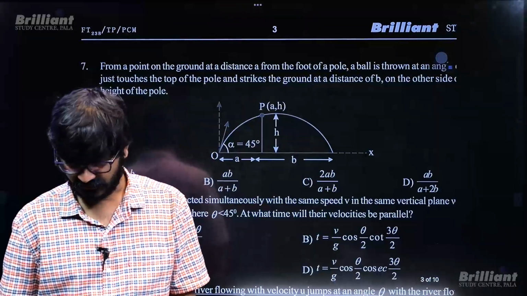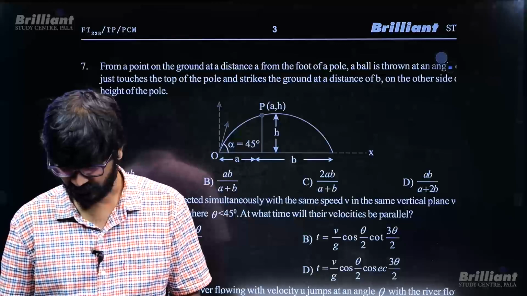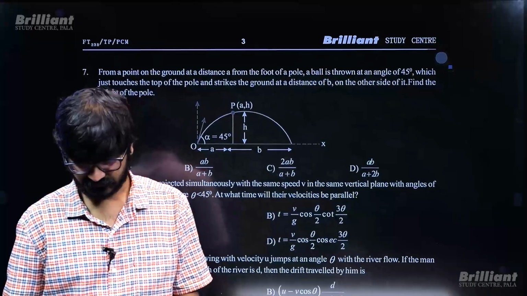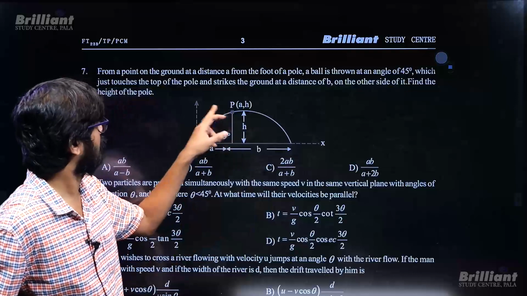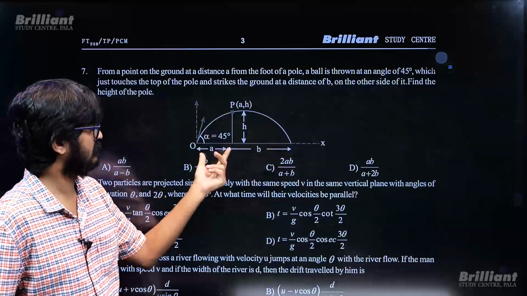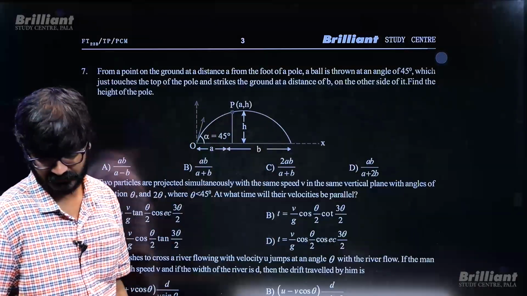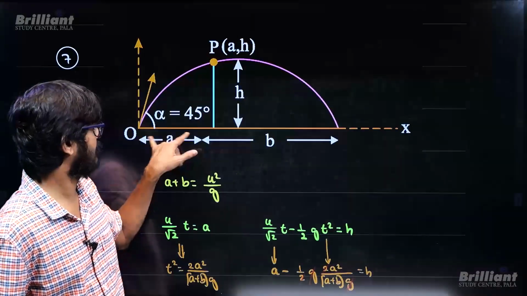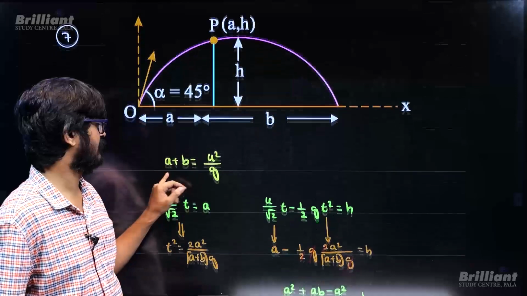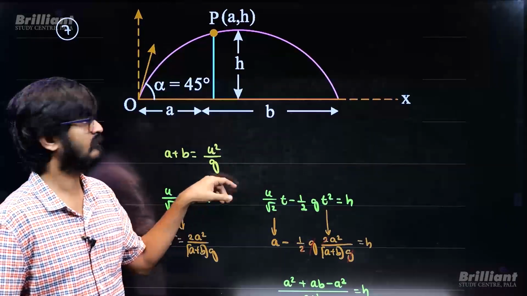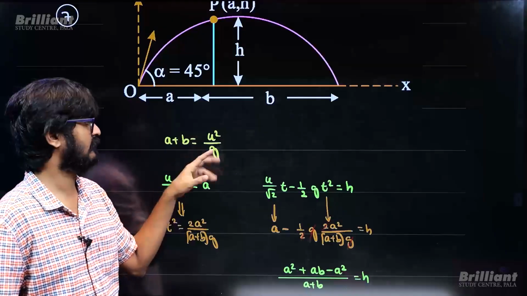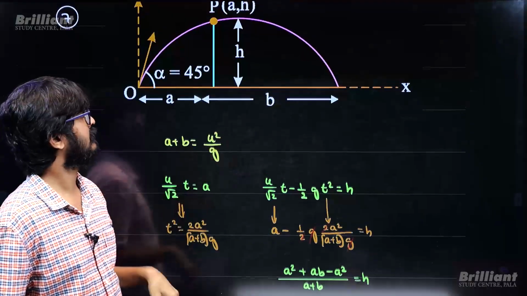From a point on the ground at a distance a from the foot of a pole, a ball is thrown at an angle of 45 degrees, which touches the top of the pole and strikes the ground. This is A, this is H, and this is B. Find the height of the pole. So basically they have given the range. Range is a plus b. A plus b equals u square sin 2 theta by g, but this is angle 45 degrees, so sin 2 theta will be 1. So this is the range.